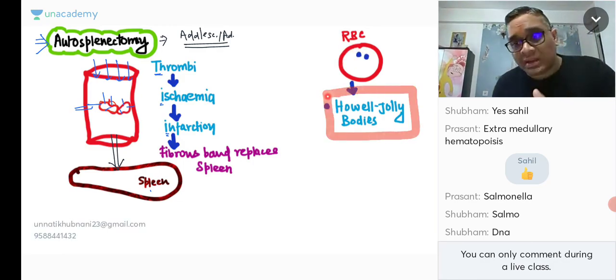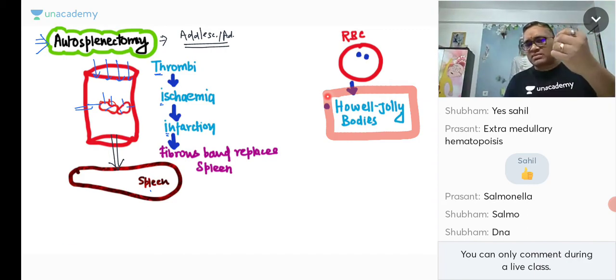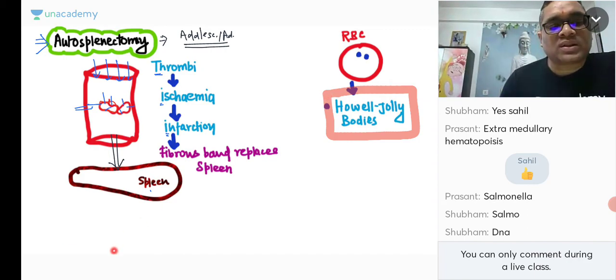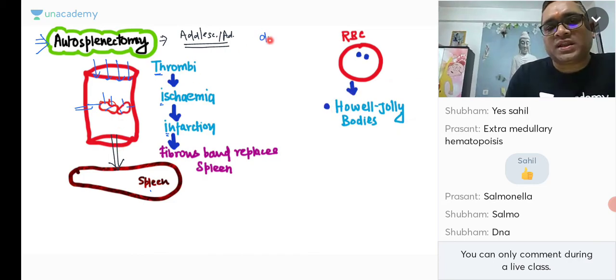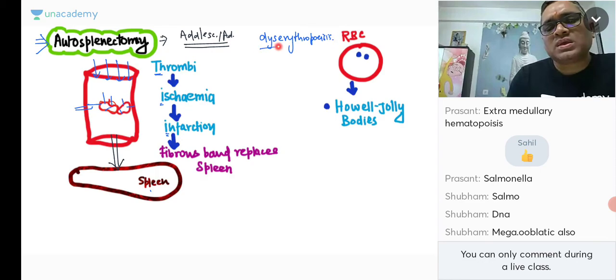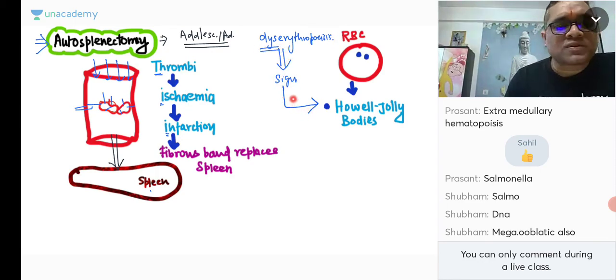Howell-Jolly bodies are seen in autosplenectomy or surgical splenectomy also. Whenever spleen is removed, you will find Howell-Jolly bodies. Now understood this point or not? Remember, this is a sign of dyserythropoiesis; I will tell you in megaloblastic anemia also. There are so many signs of dyserythropoiesis, and one of the signs is formation of Howell-Jolly bodies, which are nuclear remnants.